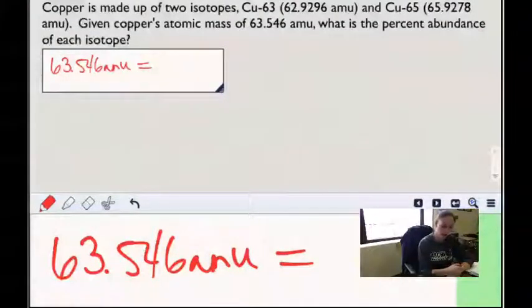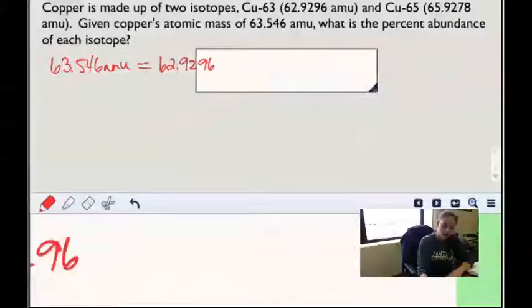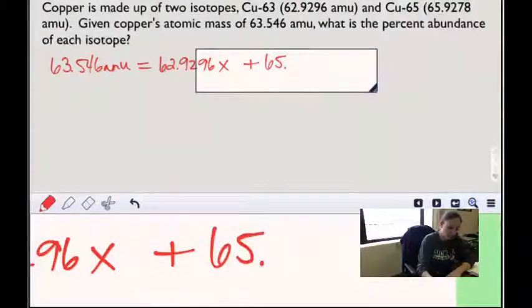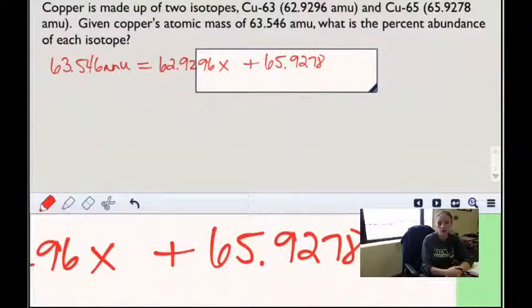Well, since I know that, normally I would take each isotope's weight times its percentage. So I have 62.9296, and I would take that times this percentage. Well, I don't know what that percentage is. That's what I call X. And I would add to that the 65.9278, and that's going to also be times the percentage. Those percentages aren't usually the same. They're, I would say, almost never the same. So I call that one Y.